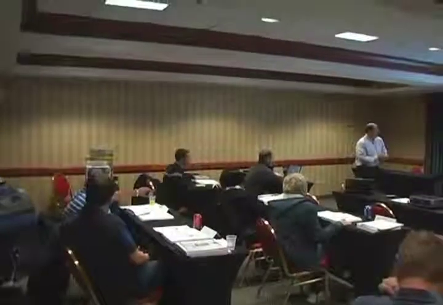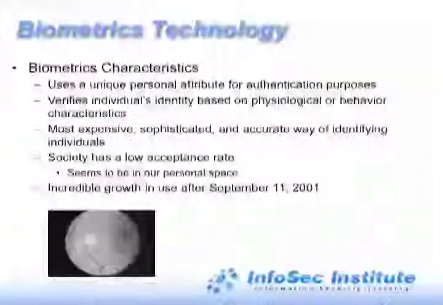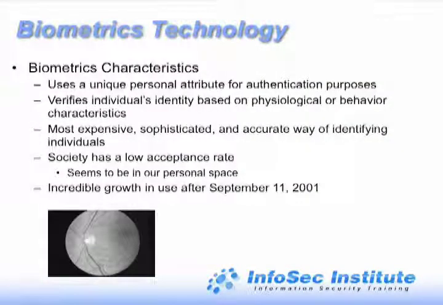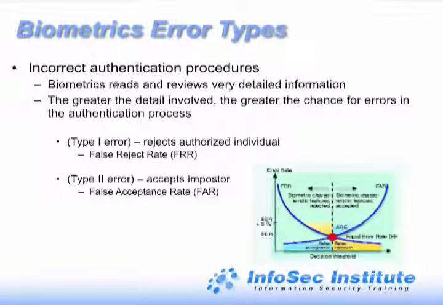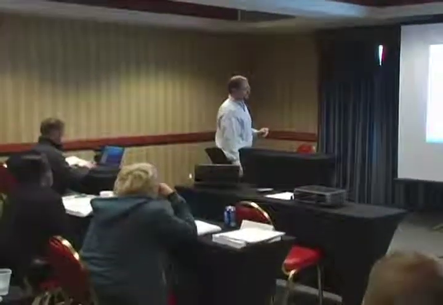Okay, within biometrics, again, social acceptability is definitely a big issue. And this is something you will need to know numerically. You need to know the difference between type 1 and type 2 error. The whole issue is you want to get to the crossover error rate. In the commercial world, they want to minimize both the false positives and the false negatives. Biometrics reads and reviews very detailed information, and the greater the detail involved, the greater the chance for errors in the authentication process. Again, type 1 rejects authorized individuals.